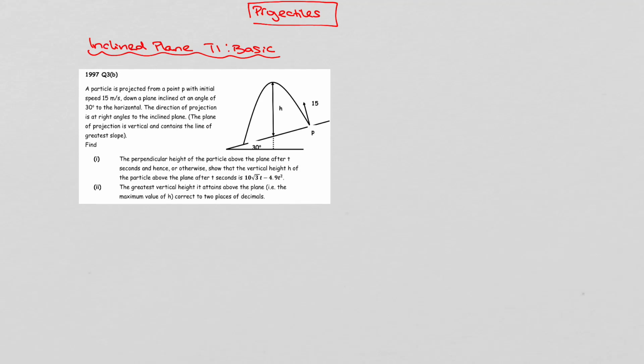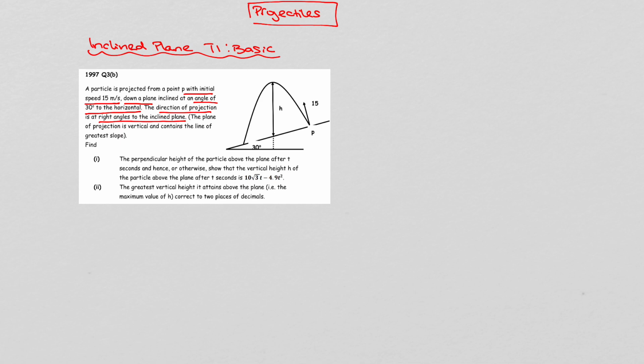Projectiles, inclined plane, type 1, basic, and also downhill. So this is quite an interesting question in 1997 because we have been given a particle projected from a point P with an initial speed of 50 meters per second down the plane, which is inclined at an angle of 30 degrees to the horizontal. And the direction of the projection is at right angles to the inclined plane.